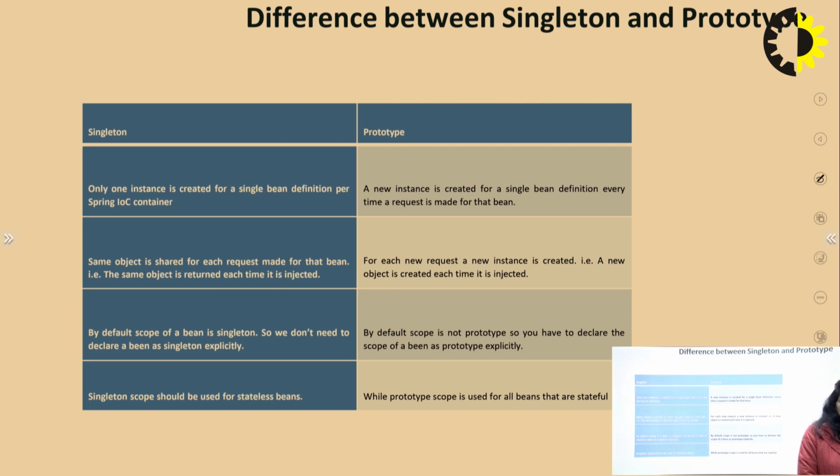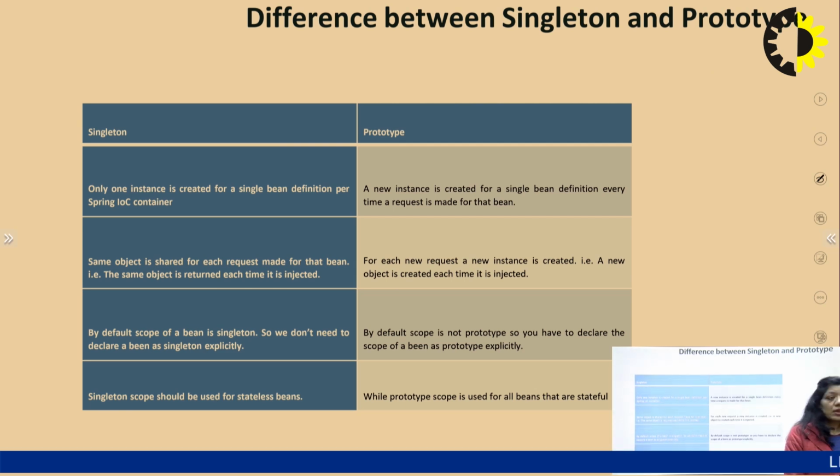Now, the question arises, what is the difference between singleton and prototype scope beans? In singleton, only one instance is created for a single bean definition per Spring IOC container, but in prototype, a new instance is created for a single bean definition every time a request is made for that bean. In singleton, the same object is shared for each request made for that bean. That is, the same object is returned each time it is injected.